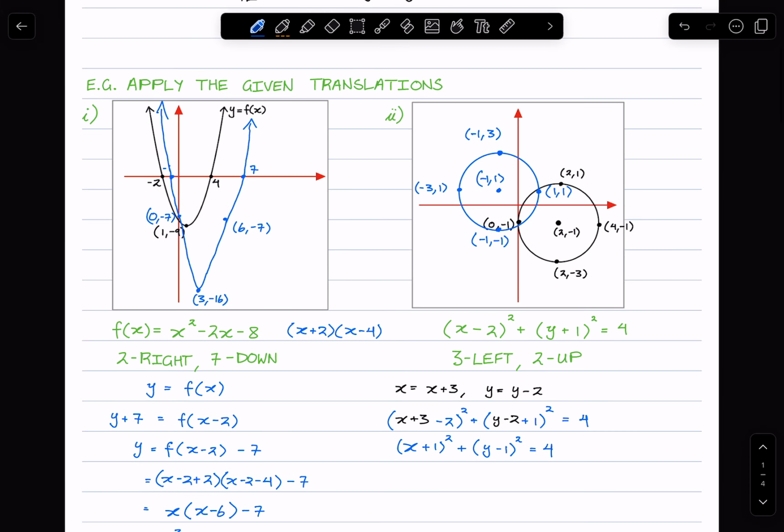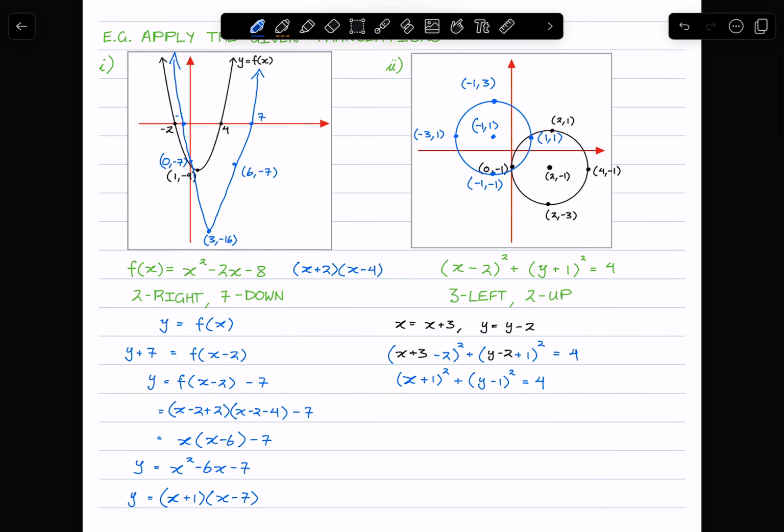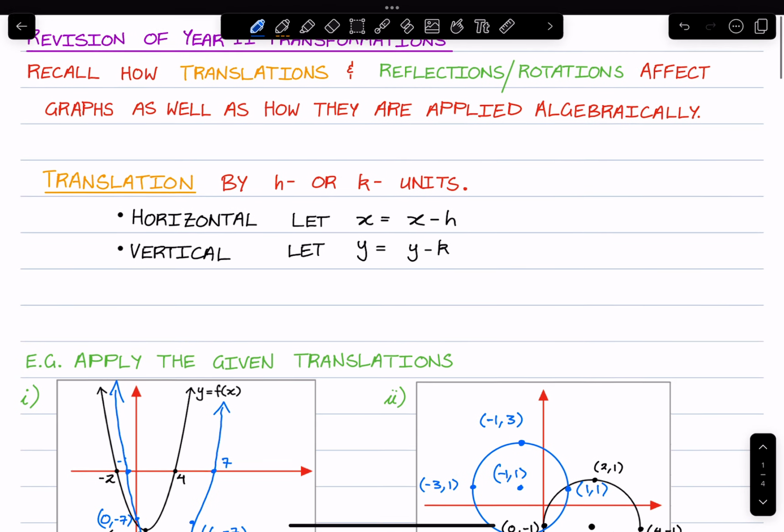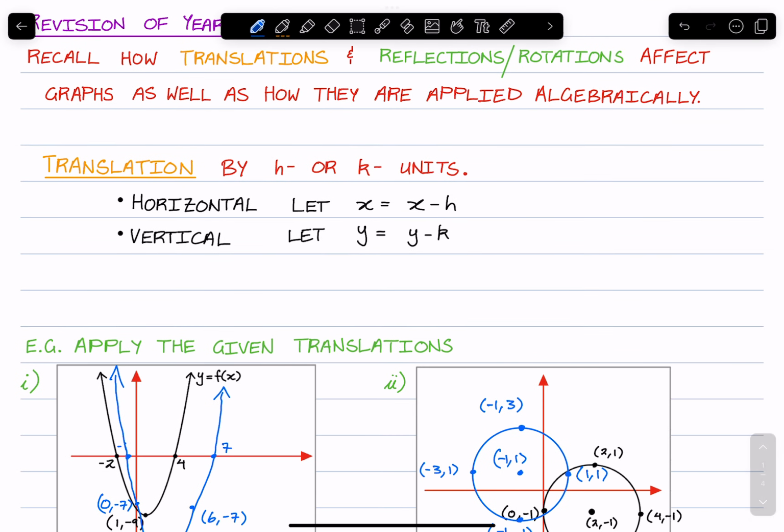So that there is just a revision on the translation of functions. And I hope that's given you an insight into how translations are really a substitution of x minus h or y minus k.